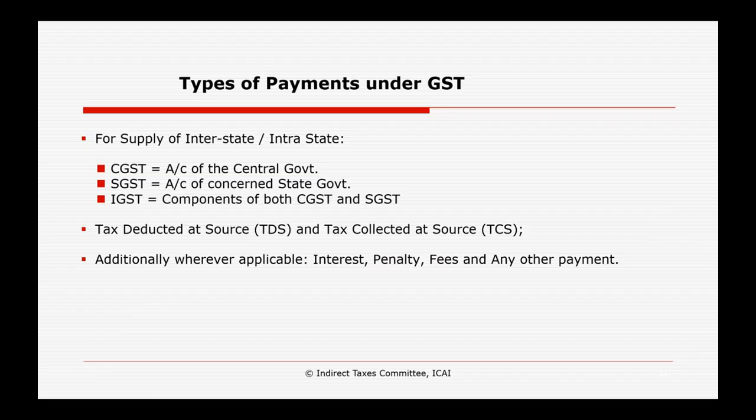In case of CGST, it will go to the central government. In case of SGST, it will go to the state government or union territory. In case of IGST, it will go to the central government. And in case of TDS and TCS, there are two provisions where you are collecting tax at source. While making payment to your supplier exceeding 2.5 lakhs, you have to make the payment. And along with that, if interest, penalty, or any fee you are liable to pay, all these payments have to be made while you are filing the return.